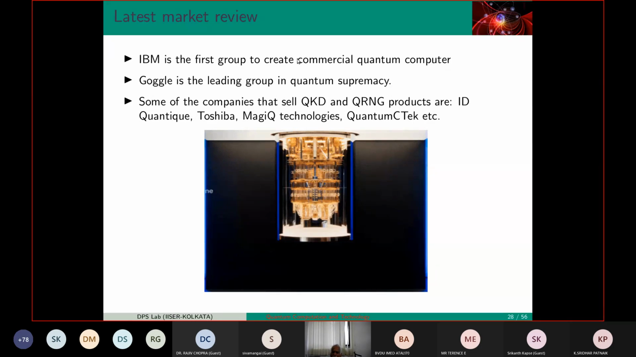Five or six of their computers are available. We have been using them left and right here without paying any money. Their language is called Qiskit. They're making it very popular. So now it is freely available. Now Google has come in a big way. You might have read in newspapers. There are private companies, for example, ID Quantique, Toshiba, Magic.